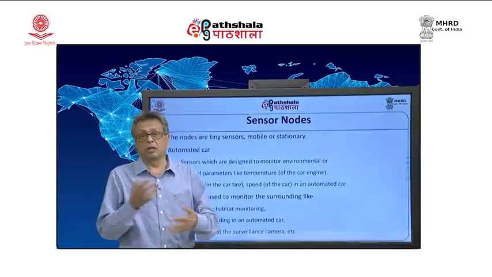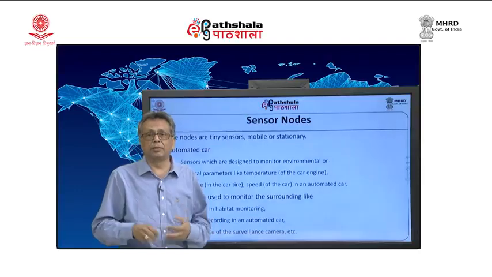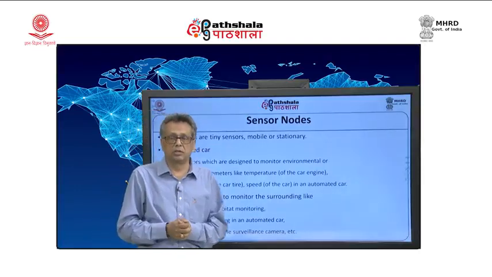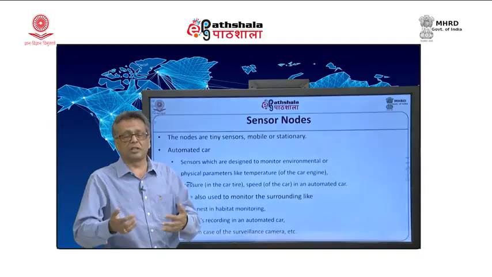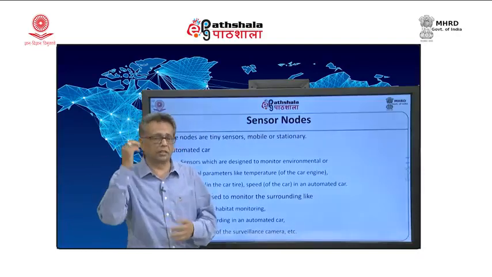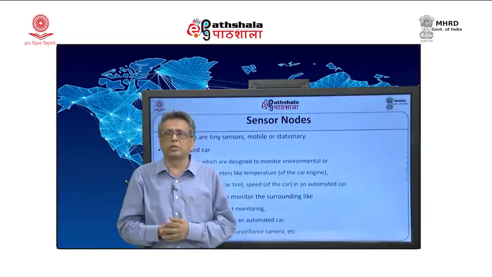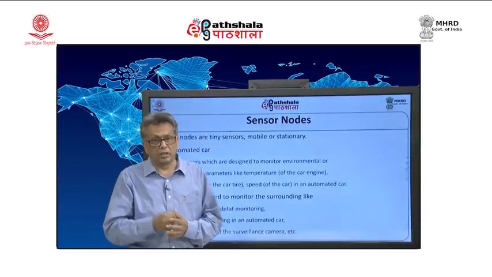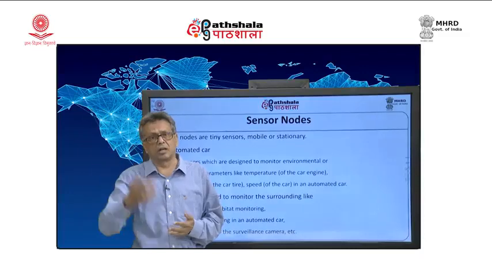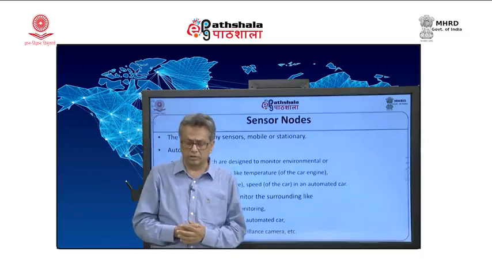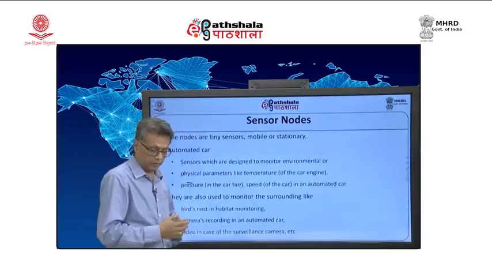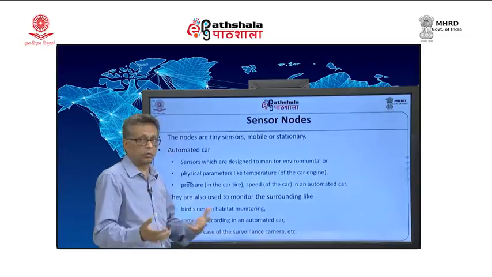So, later on if there is an accident, you will be able to know exactly what was the cause, and who did it, whether it is the automated car's fault or the other party's fault. In the case of a surveillance camera, the videos are recorded, and when it is IoT based, it is stored in the cloud, and you do not need local storage. So, that is the biggest advantage of using an IoT device instead of a local device.